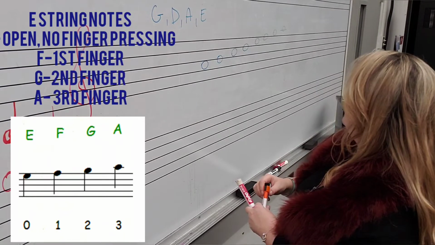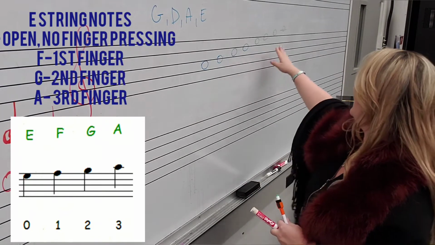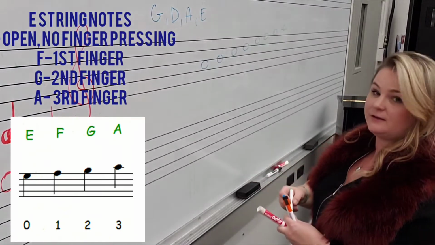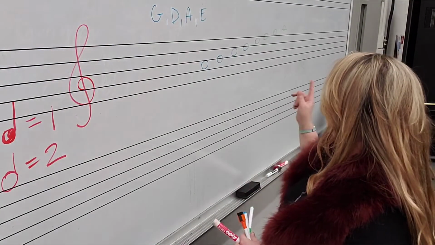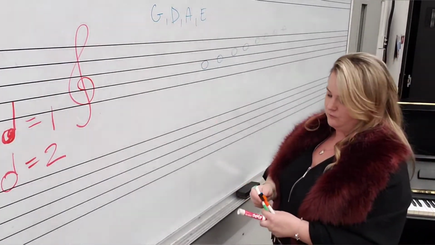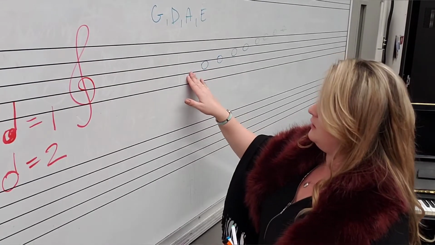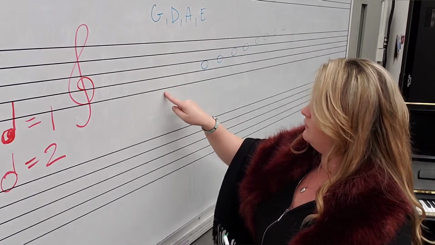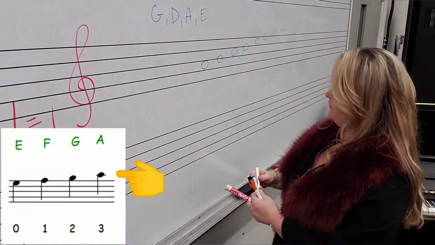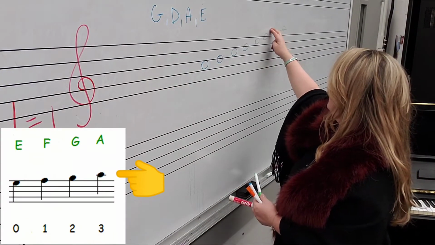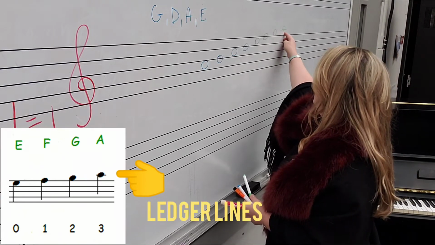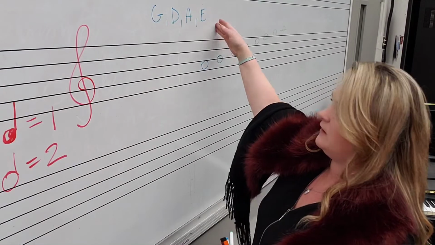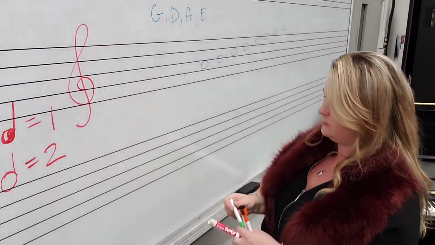Now, notice that I wrote A after G because that is the next note after G. So for the lower note than an A here, notice that I'm taking 1 line and 1 space, 1 line and 1 space. So higher than the staff, the notes have lines added to them. It's called a ledger line. So if something is higher than the staff, we just add lines to it.